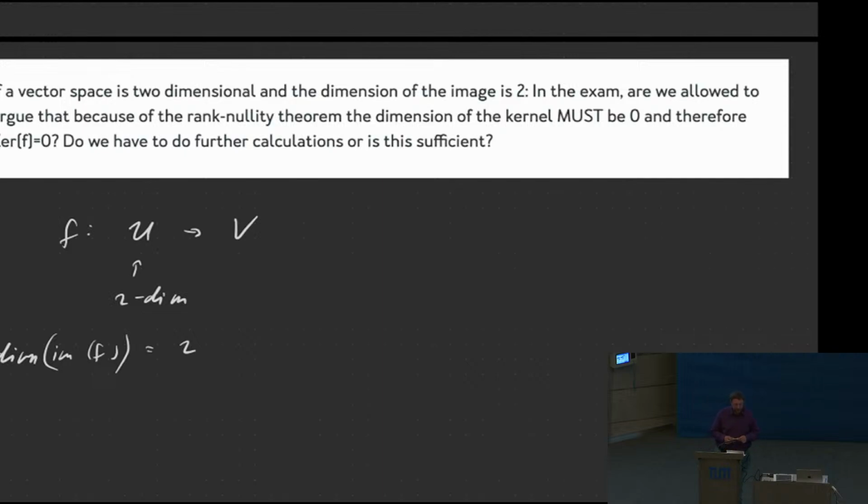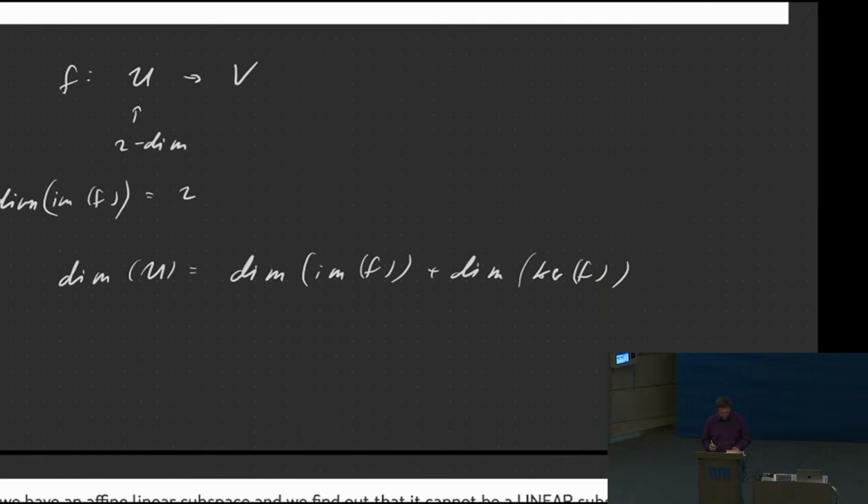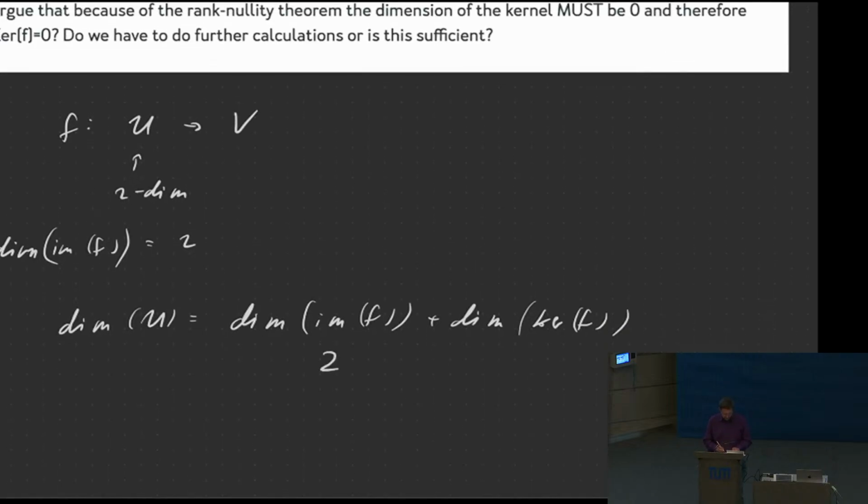And we know the image of f is two-dimensional. Then, of course, you can use the rank nullity theorem. It says the dimension of the domain, in this case U, is the dimension of the image plus the dimension of the kernel. We know the dimension of the image is 2, and the dimension of U is 2, so that means the dimension of the kernel must be 0. And of course, you are allowed to use that argument in the exam. I'd even encourage you to do that. It's a very clever argument. You should use that.